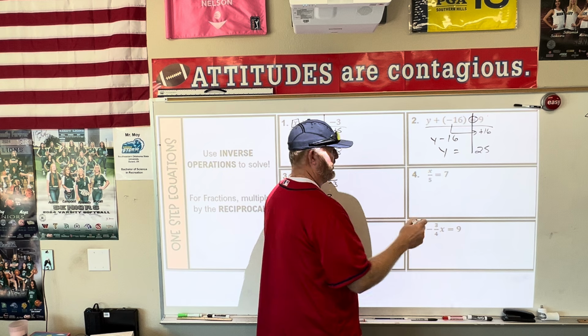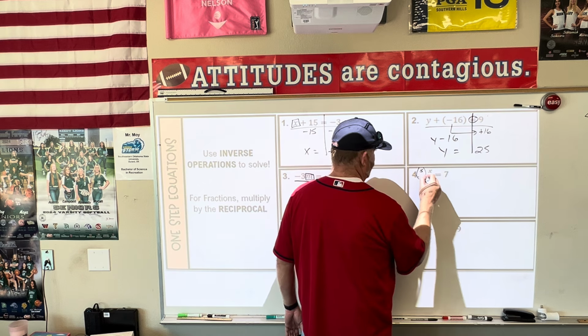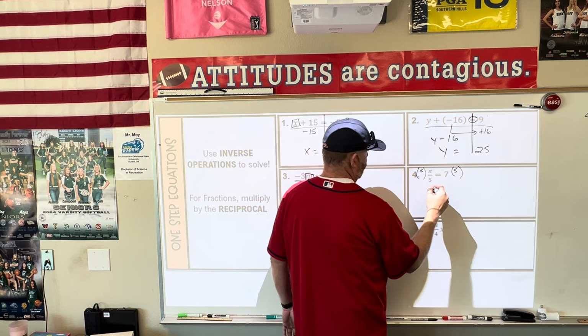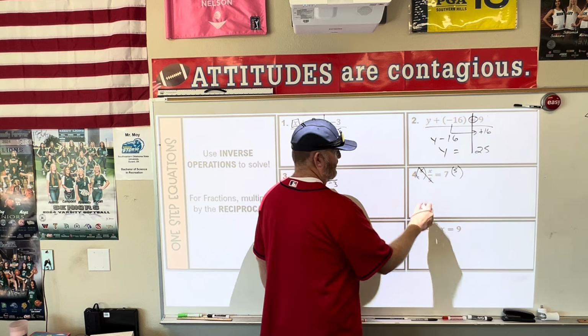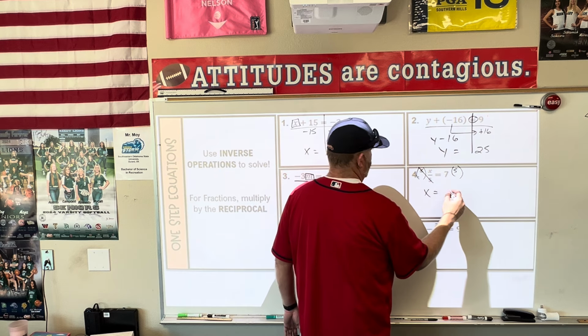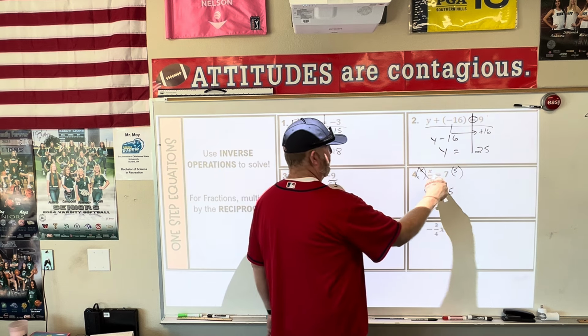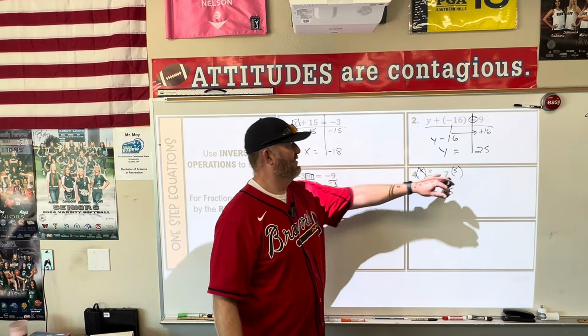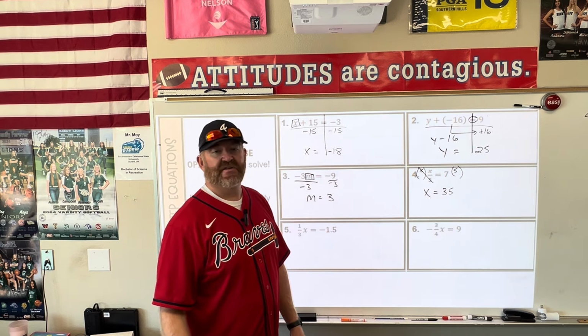I'm going to show you 2 different ways to do this, by the way. So I'll multiply both sides times 5. That cancels that out. So I've got X equals, what's 7 times 5? 35. Let me check it. What is 35 divided by 5? 7. It works.